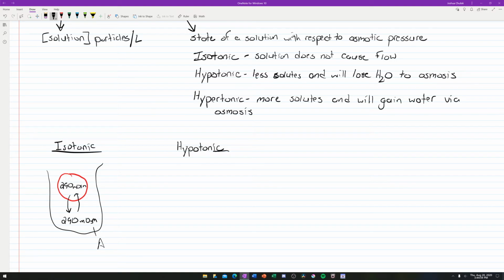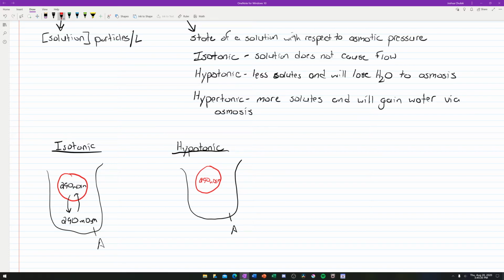Now we're going to take a look at a hypotonic solution. Again, we do the same thing. We have our container, we're going to call it A, and we draw our red blood cell to fit in here. In a hypotonic solution, if we look at the definition earlier, it's got less solutes. The red blood cell is not going to change: 290 milliosmoles.